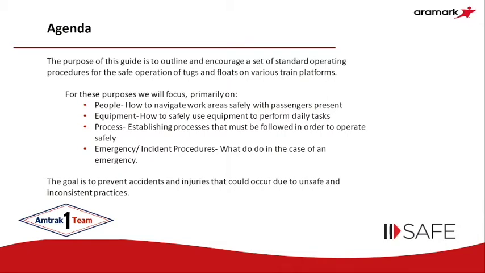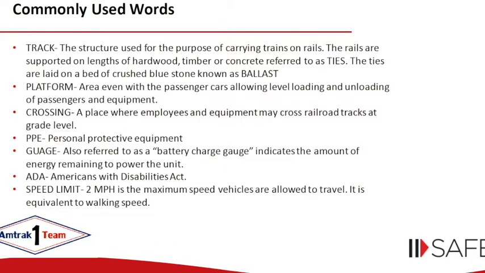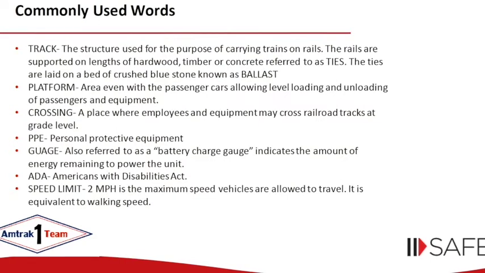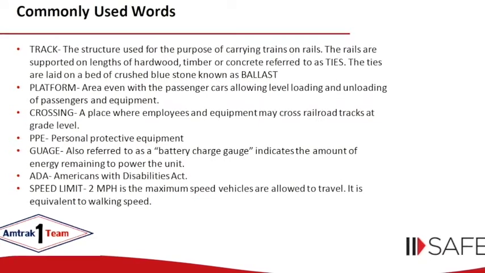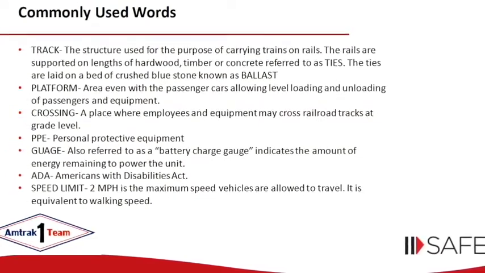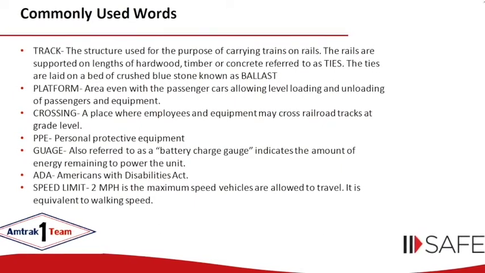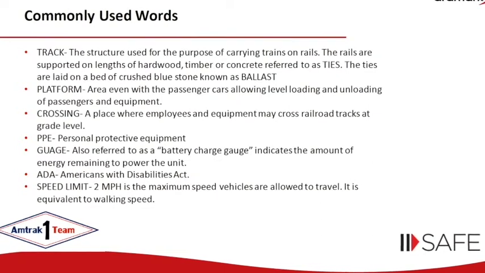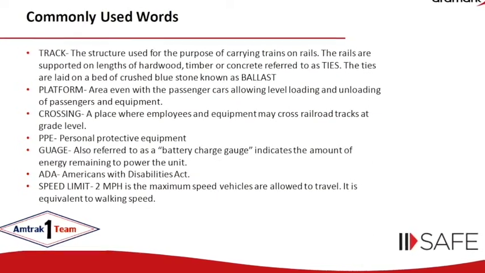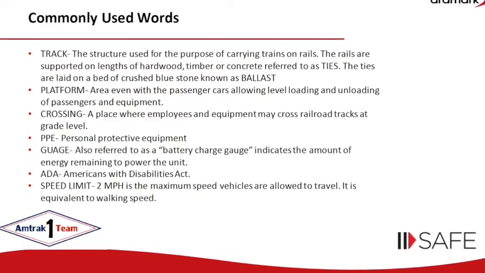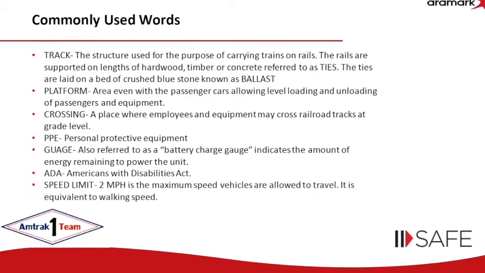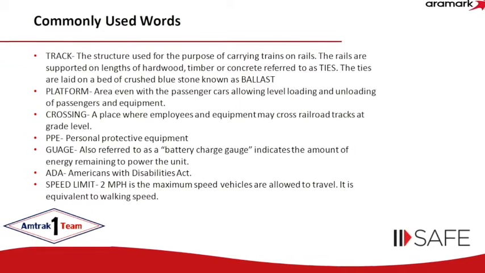Commonly used words. Track, the structure used for the purpose of carrying trains on rails. The rails are supported on lengths of hardwood timber or concrete referred to as ties. The ties are laid upon a bed of crushed bluestone known as ballast. Platform, area even with the passenger cars, allowing level loading and unloading of passengers and equipment. Crossing, a place where employees and equipment may cross railroad tracks at grade level.